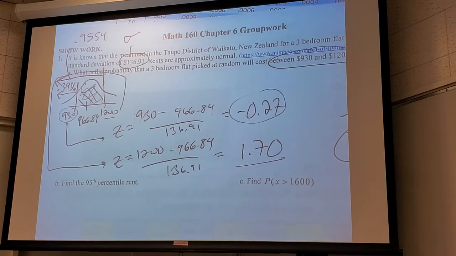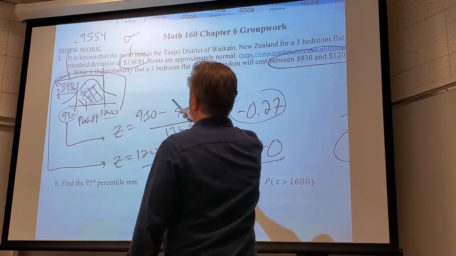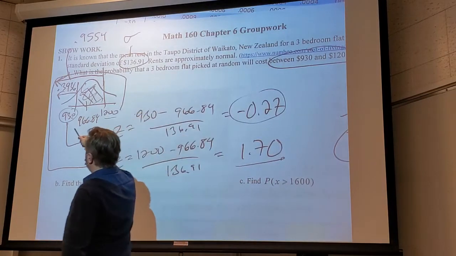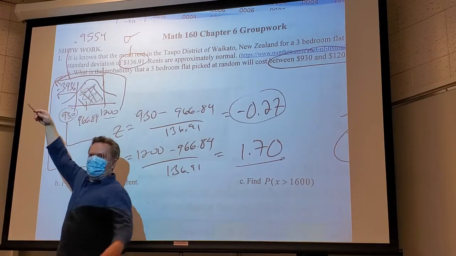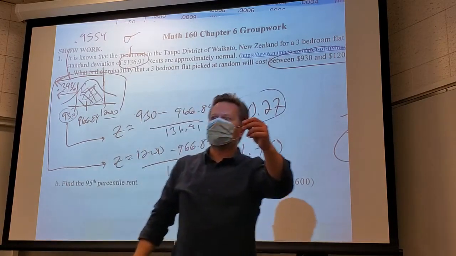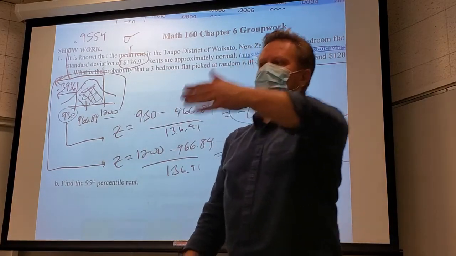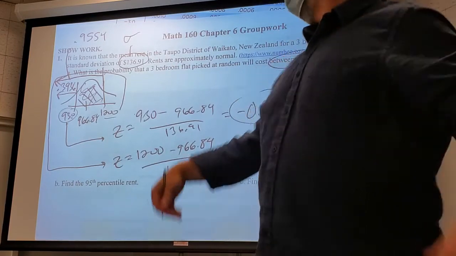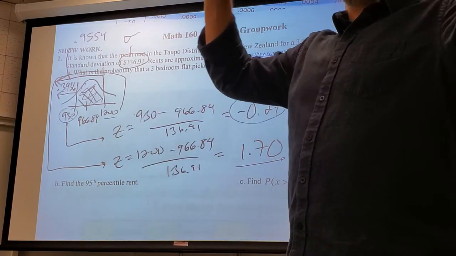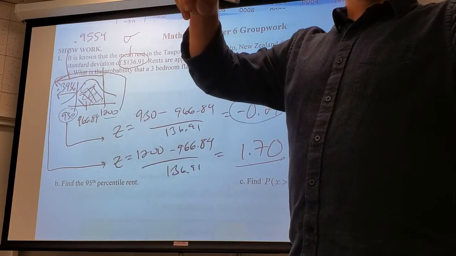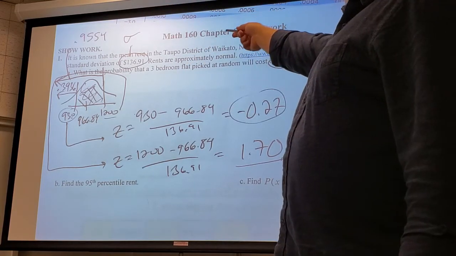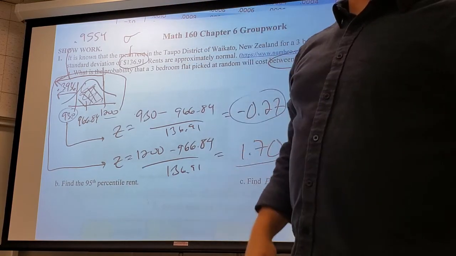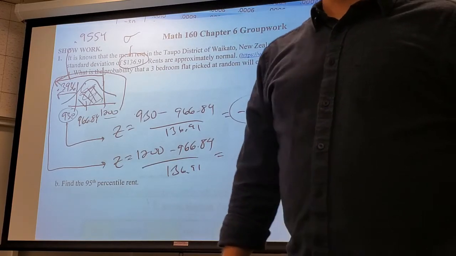What percentile is 930 in? What percentile is a rent of 930 in? 39%. Yeah, just a little over the 39th percentile, yes. Because the percentile means the percentage below the thing. So part B is asking me to find the rent, the money amount that relates to the 95th percentile. It's going to be close to 1,200, a little bit below 1,200, I'll bet.